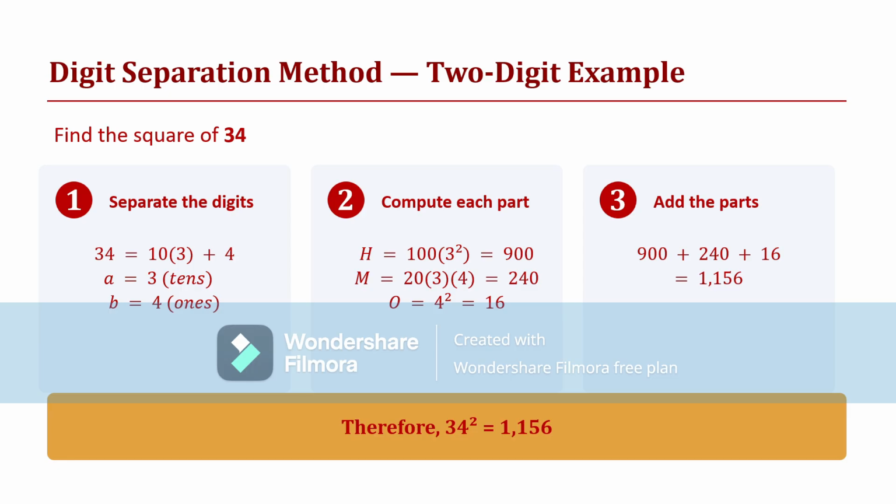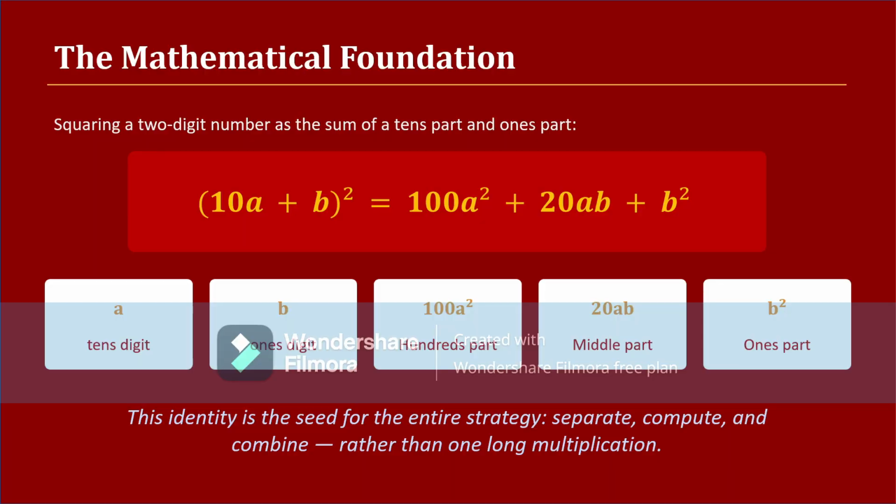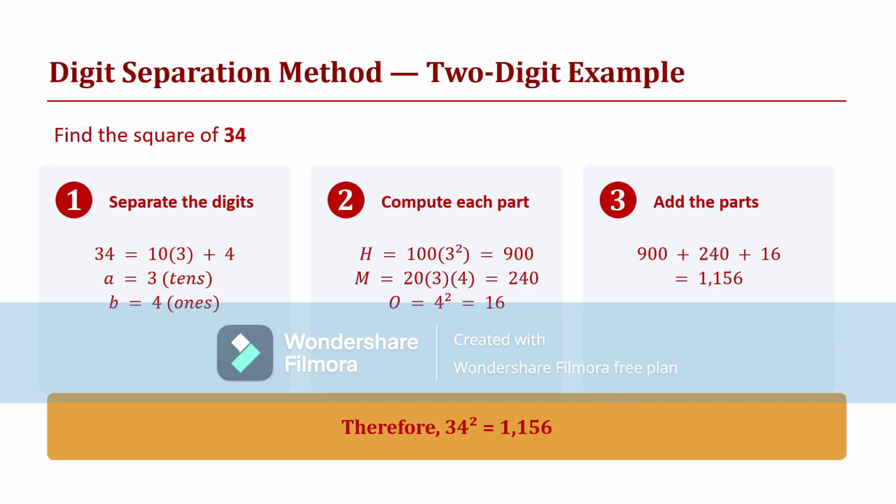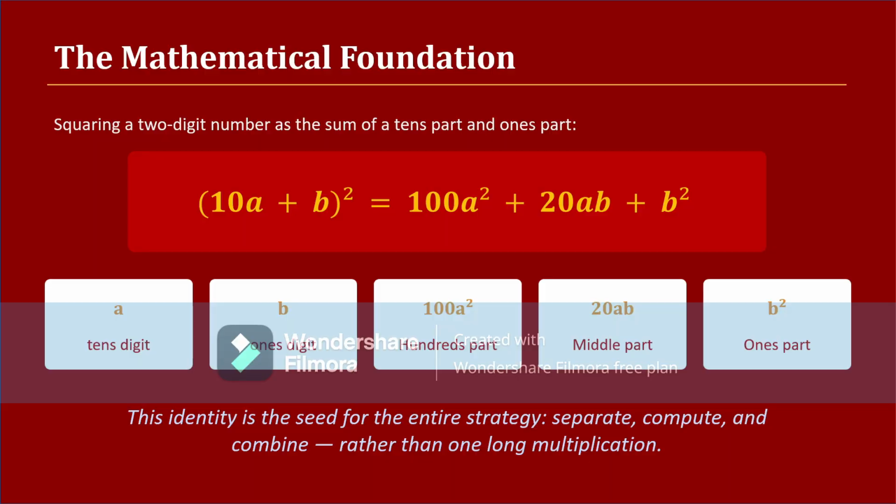Here, for example, we find the square of 34. In separating the digits, we have the tens, which is 3, and the single digit, which is 4: A for the tens and B for the ones. So for the square of 34, list the tens as A, which is 3, and the ones as B, which is 4. Then compute each part: H for the hundreds part, M for the middle, and O for the ones part.